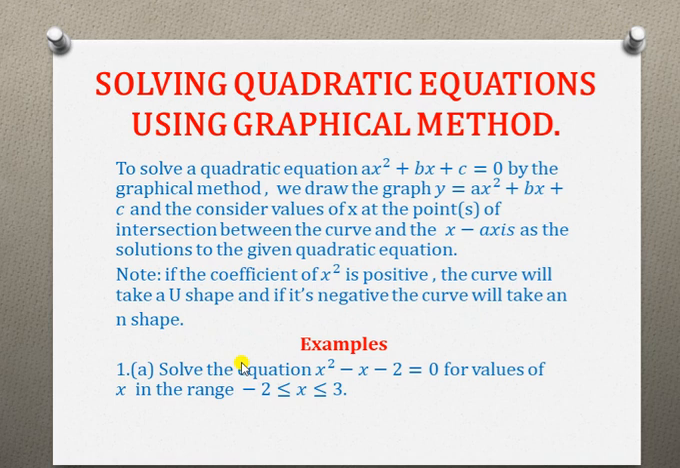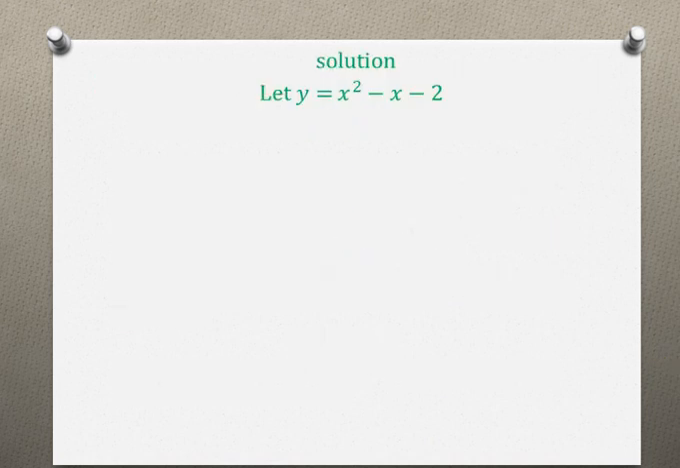Number 1, solve the equation x squared minus x minus 2 equals to 0 for values of x in the range -2 less or equal to x less or equal to 3. Now let's look at the solution for this specific question. So we are going to say let y equals to x squared minus x minus 2. As we said earlier, remember our quadratic equation was x squared minus x minus 2 equals to 0. So we are only considering the quadratic expression first.